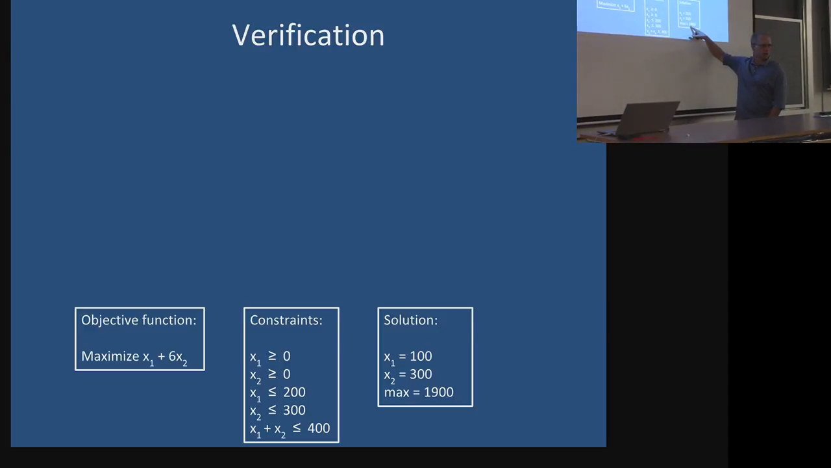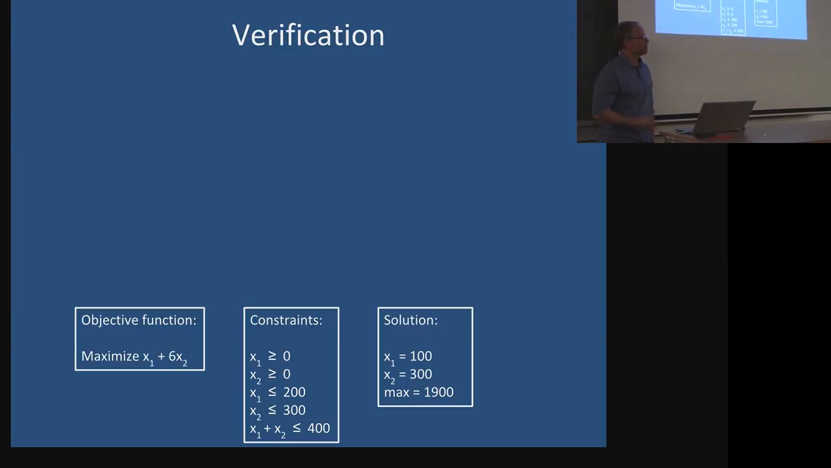So one thing you can check is, okay, x1 is 100. Is 100 greater than or equal to 0? Check. Is 300 greater than or equal to 0? Check. Is 100 less than 200? Yes. Is 300 less than or equal to 300? Yes. Is the sum of those two things less than or equal to 400? Yes. If you plug 100 and 300 into the objective, you get 1900. Okay, that's the kind of checking I'm talking about.